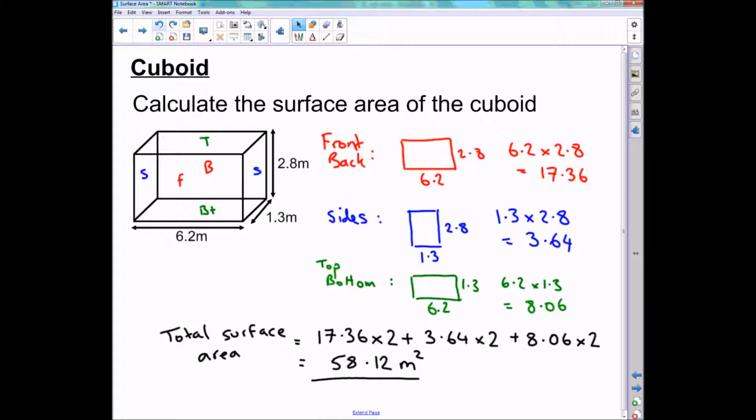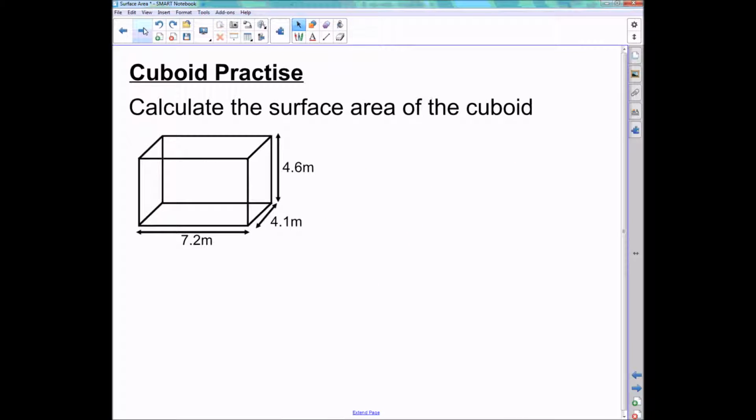Okay, so before I give you one to practice, just remember to draw sketches of the different rectangles you're working out, and remember at the bottom when you're adding them all up that you need to multiply each of these areas by 2 because you've got to include both the front and the back, the right hand side and the left hand side, and the top and the bottom. There's 2 of each of them. Okay, so pause the video, have a go at this one, and I'll run through the answer in a moment.